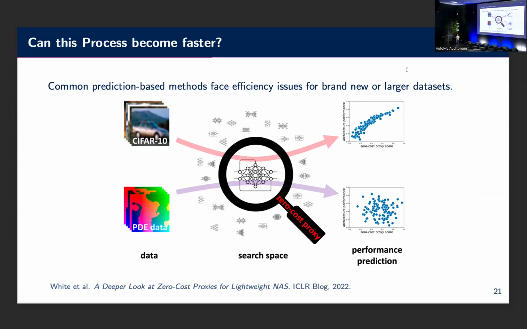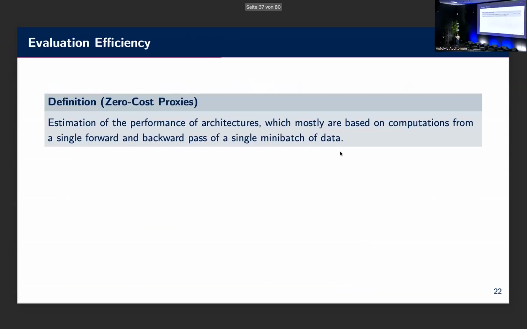And as we can see here, if we have a positive correlation, we can say if we have a high score, we also have a high accuracy. Isn't that great? Because the score is calculated on the untrained network. And just to give you also some definition of what I actually talk about.